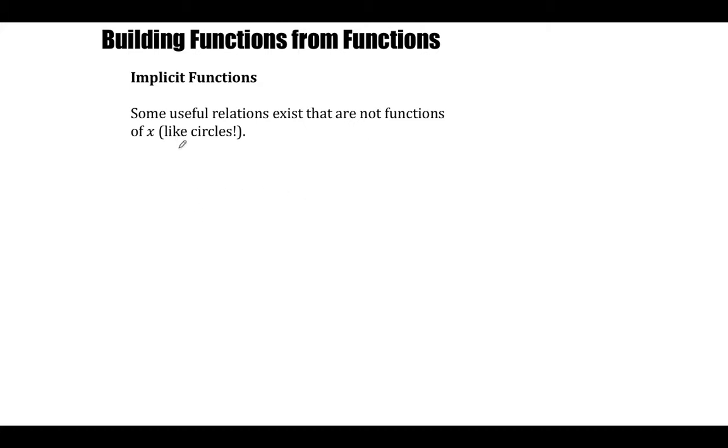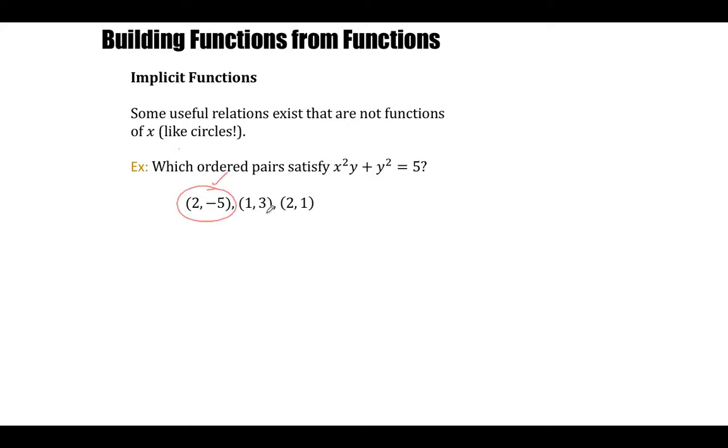But there are some pretty important, and you've seen them, relations that exist that are not functions, like a circle, right? And that is an implicit function, but we could actually define it explicitly. So one example is this right here. So there's going to be which ordered pairs satisfy it. So if I were to go and plug in, right? So if I plugged in 2 and -5, does it work? Is it true? This is true. I'm not going to show the whole thing. You guys can do that. If you went and did this one, it's not true. If you went and did this one, it's true.